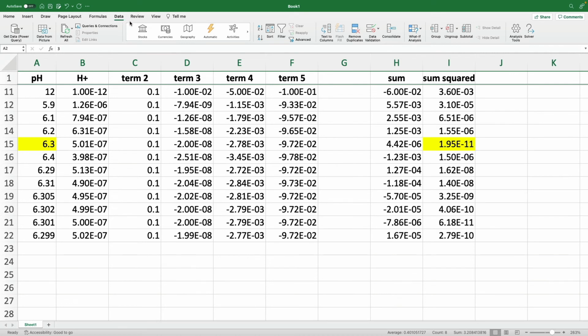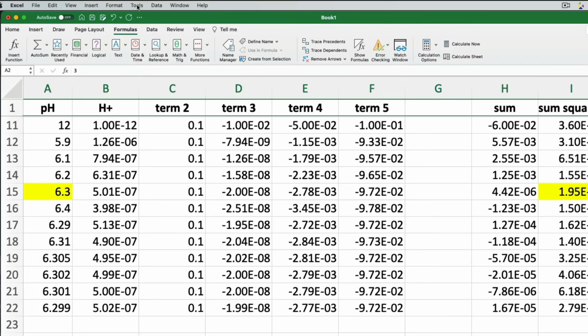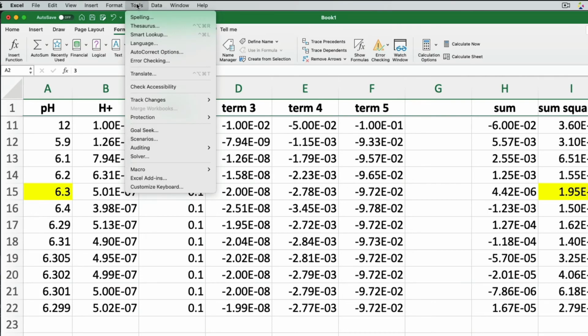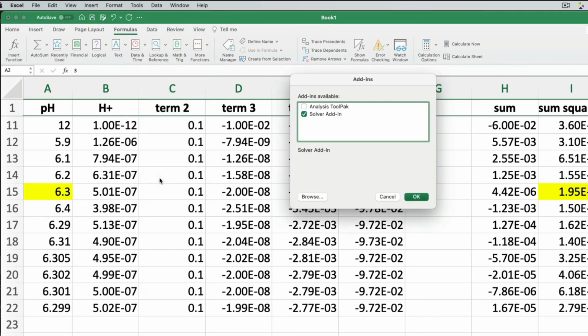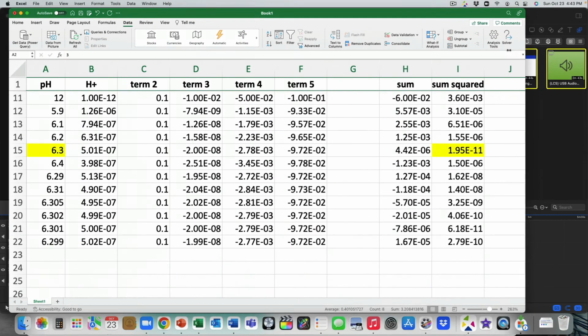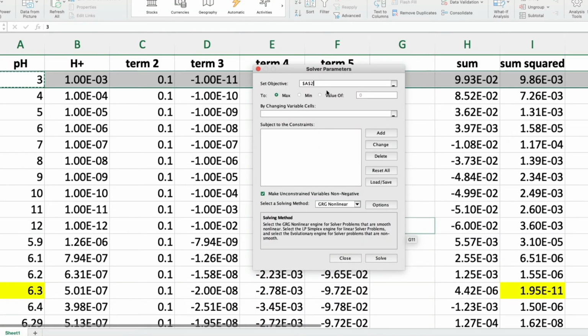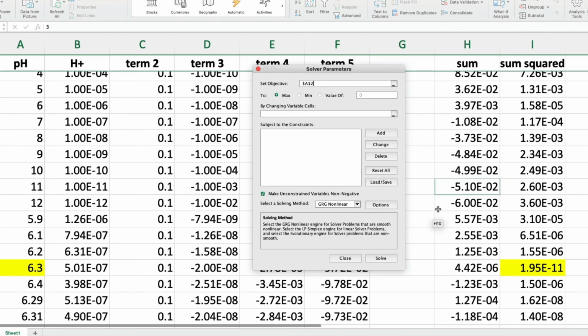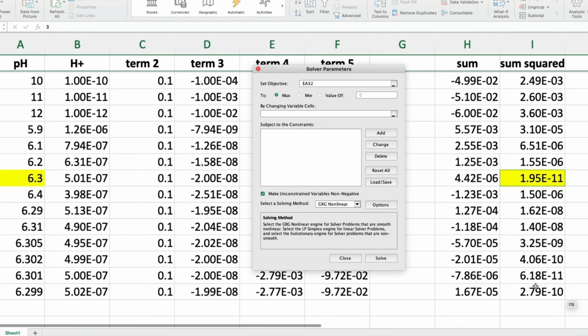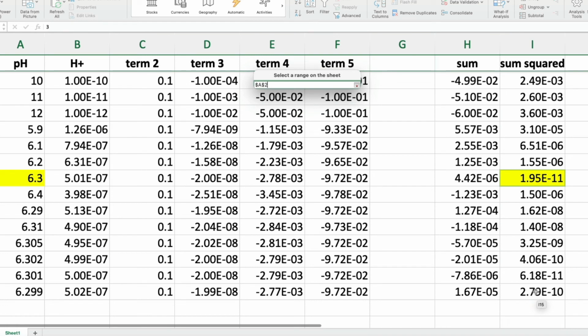I have a Mac. It might show up a little different on a Windows machine. What we're going to use is the solver. If you don't see the solver right here, you need to go to the Tools menu, click on Tools, and there are these Excel add-ins. You can see I have already checked that, and that's why the solver shows up. So back to Data, Solver. Okay, so we're going to set the objective cell, and I am going to use this one.